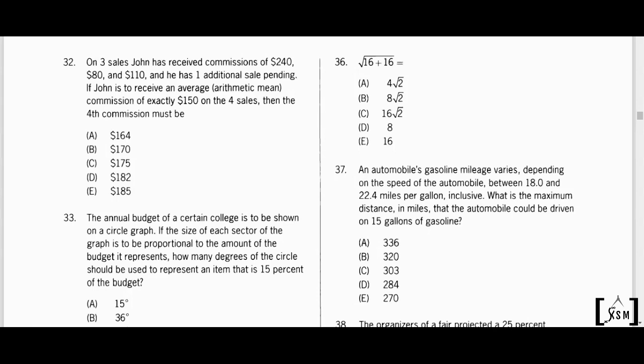Hello guys, today we'll continue doing GMAT official math questions. Have a look at question number 32.